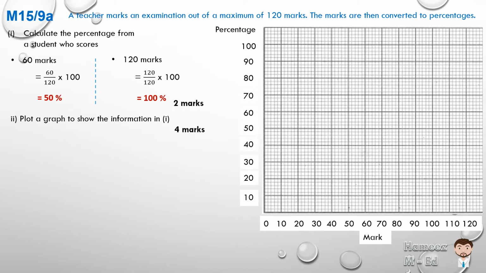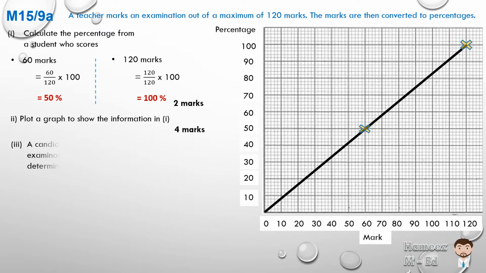And let's bring in the point at 60 marks. It was 50%, which we just worked out. And at 120 marks, it's 100%. And of course, if the child got 0 marks, then that is 0%. Let's draw a long black line through all of those points. So we've just plotted the graph.